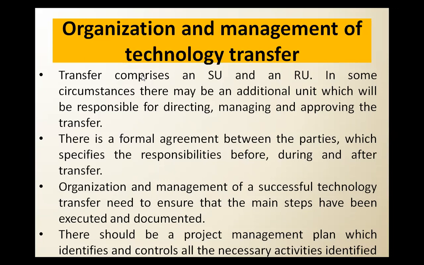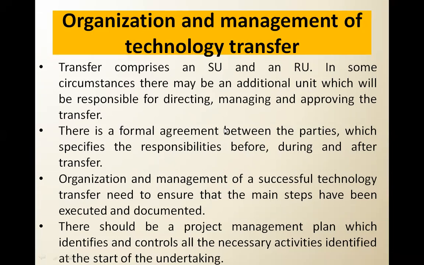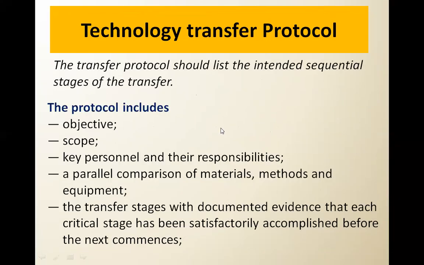Then there should be a project management plan which identifies and controls all necessary activities identified at the start of the undertaking. Then we see the protocol, that is the plan for this technology transfer, and then in detail we will discuss this plan. The transfer protocol should list the intended sequential stages of transfer. So here we have to sequence, meaning which thing is to be carried out first and then the second one.